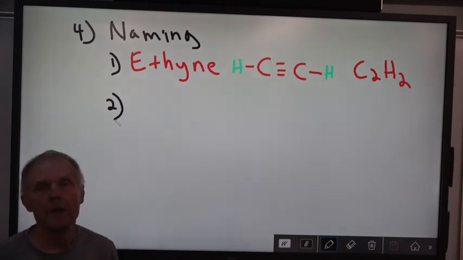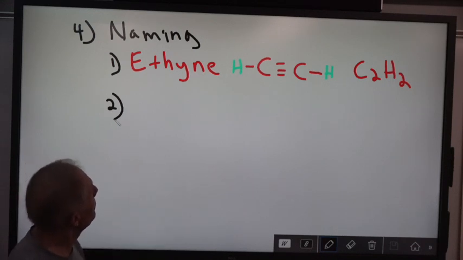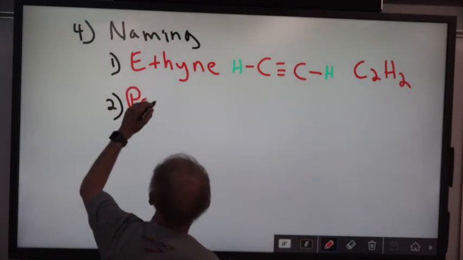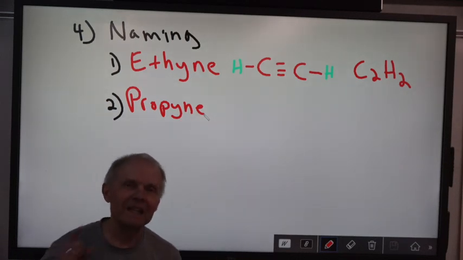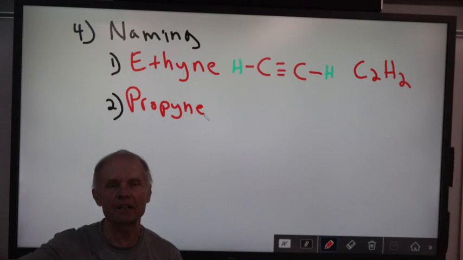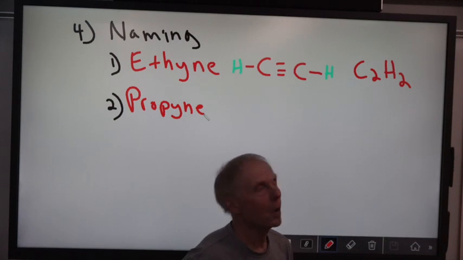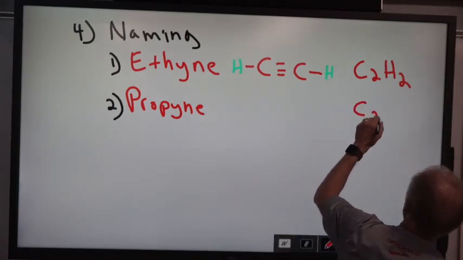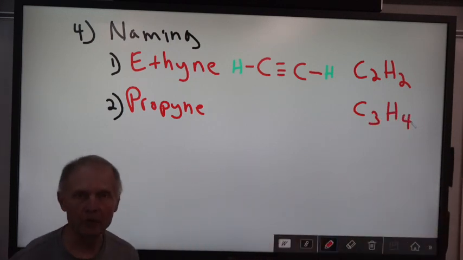Number 2. If ethyne is the first member, then propyne must be the second member. But if you remember, each member of a homologous series differs from the next member by 1 carbon and 2 hydrogens. So if this one is C2H2, we're going to add 1 carbon and 2 hydrogens, and we'll have propyne, C3H4. That's what the structural formula should look like.